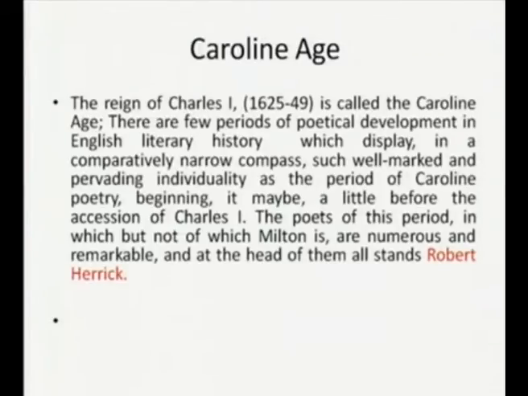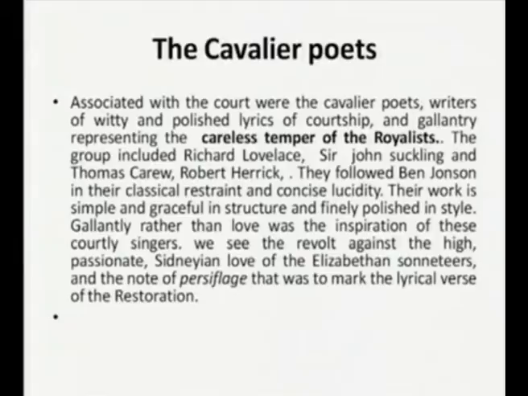The poets of this period, in which but not of which Milton is, are numerous and remarkable, and ahead of them all stands Robert Herrick. The Cavalier poets. Associated with the court were the Cavalier poets. They were on the side of the royalists, on the side of the church, writers of witty, very witty and polished lyrics of courtship and gallantry, representing the careless temper of the royalists. And the group included Richard Lovelace, Sir John Suckling, Thomas Carew, Robert Herrick.